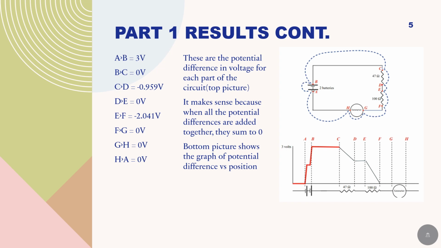And this all makes sense because when all the potential differences are added together, they sum to 0, showing that the potential difference across the entire circuit is 0. And the bottom picture on the right shows the graph of potential difference, showing how it increases as you hit the batteries, and then over time across the resistors it decreases down to 0.